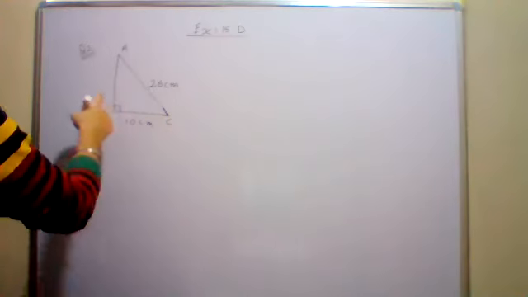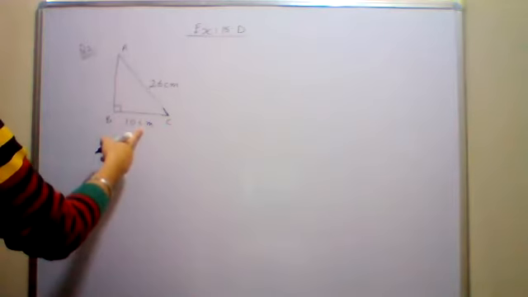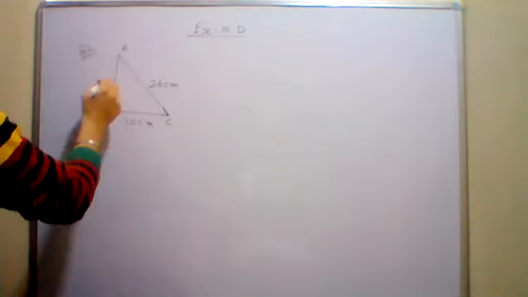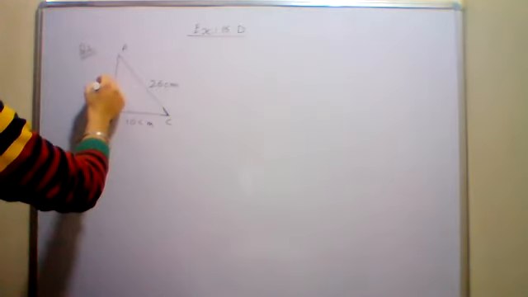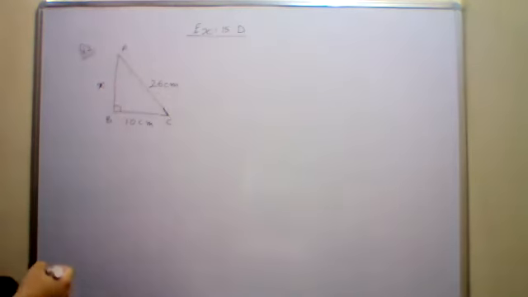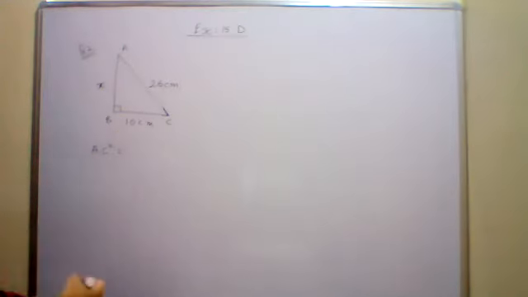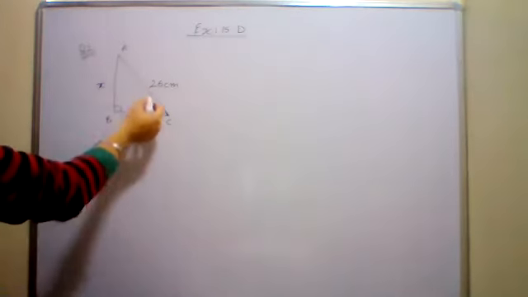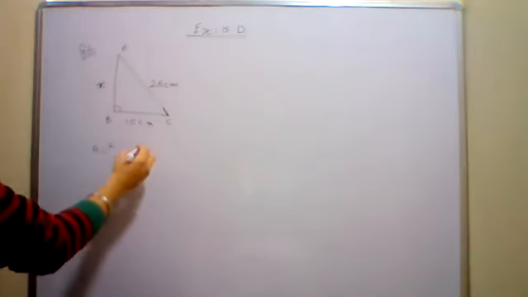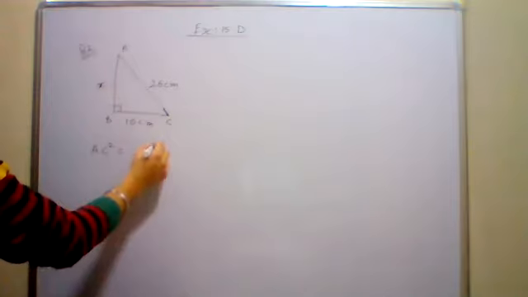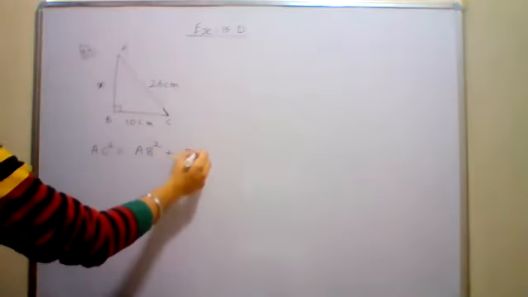One of the remaining two sides is given as 10 centimeters, and you have to find the other side. So let the other side be x. How can you find the length of the side AB using the Pythagoras theorem? I'm writing the Pythagoras theorem. Hypotenuse square, that means AC square is equal to AB square plus BC square.